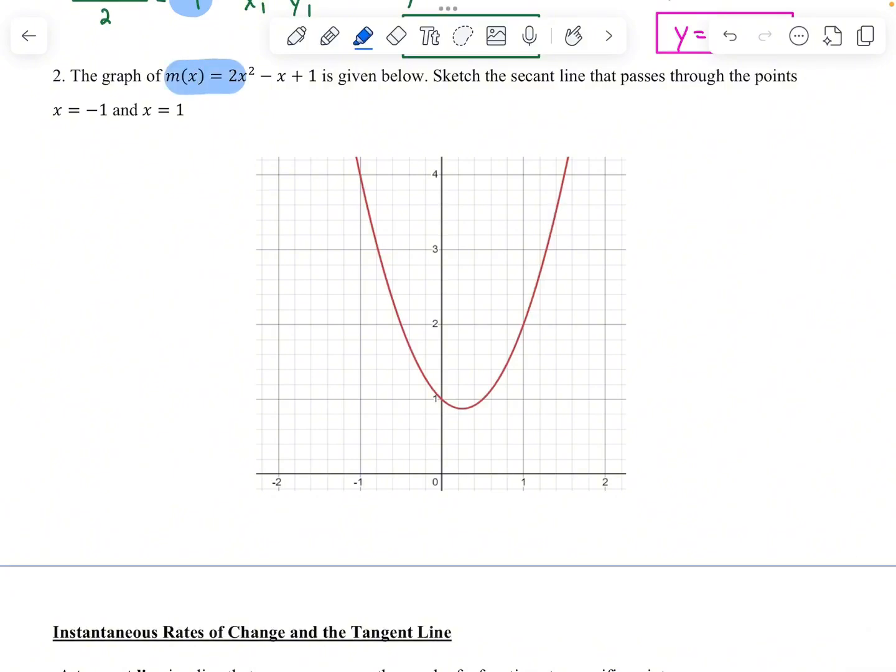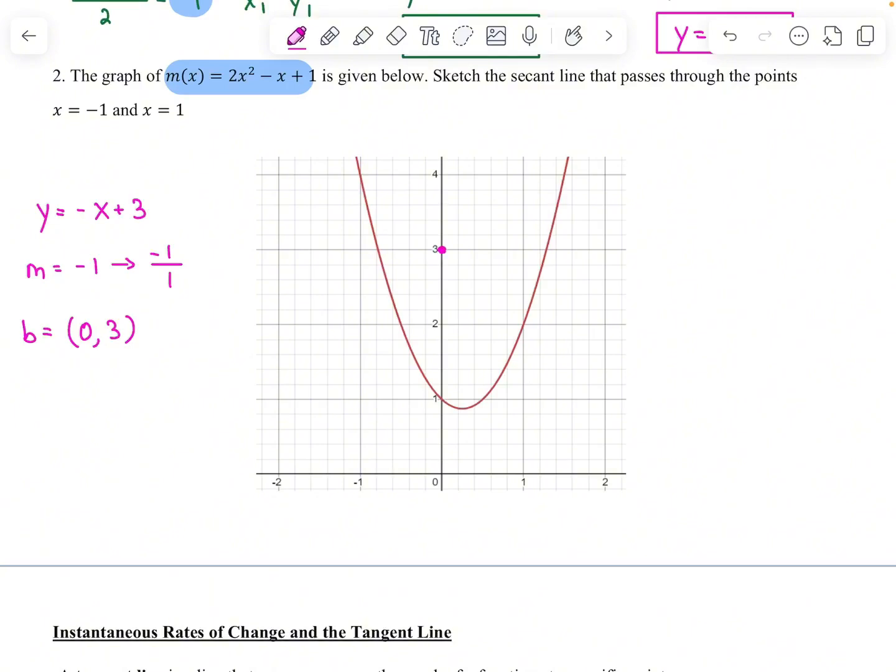The graph of m of x is given below. Sketch the secant line that passes through the points x is equal to -1 and x is equal to 1. We know the secant line is y is equal to -x plus 3. The slope is -1, and if we write that as a fraction, that is -1 divided by 1. And the y-intercept is (0, 3). So I'm going to place a point at (0, 3).